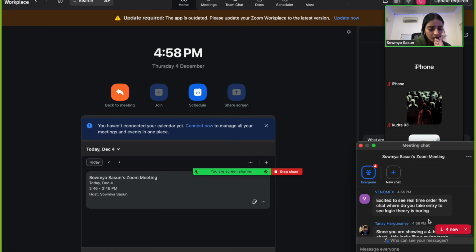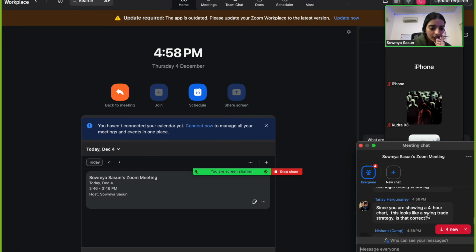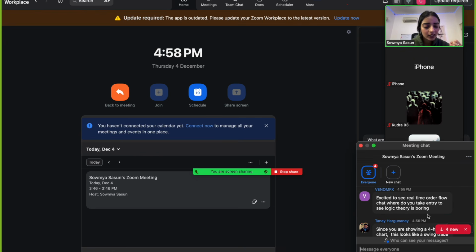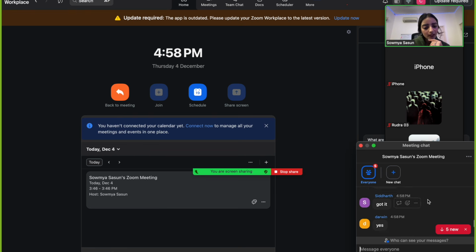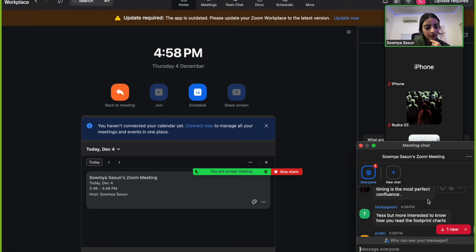Excited to see real time order flow chart. Where do you take entry and see the logic? Theory is boring. I know it's boring, but if you do not understand this, then you will not be able to take trades. Since you are showing a 4-hour chart, it looks like a swing trade strategy. No, I'm just showing you an example. Got it. Understood. Timing is the most perfect confluence. Yes, we are interested. Imbalance.